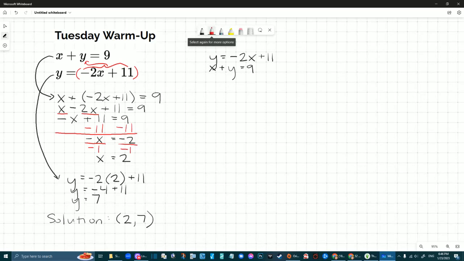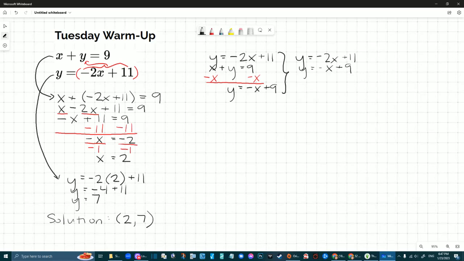So to get y by itself, I need to move the x. So I'm going to subtract that x from both sides. On the left, those x's cancel, and that just gives me a y. On the right, we could write 9 minus x, but I know in slope-intercept form, the x term comes first, so negative x plus 9. So that gives me two equations in slope-intercept form. y equals negative 2x plus 11, and y equals negative x plus 9.